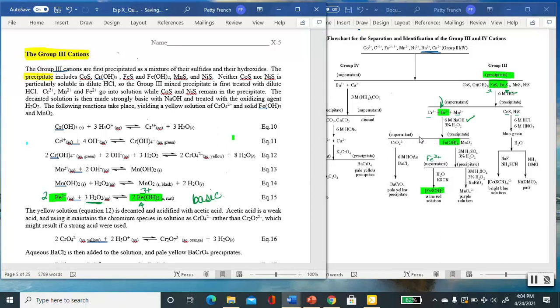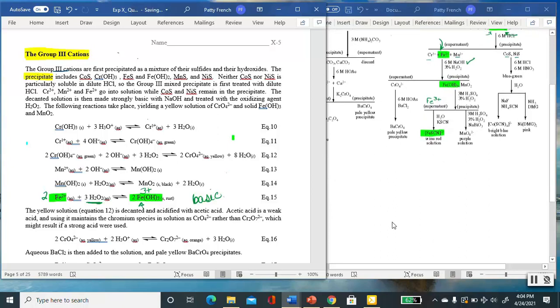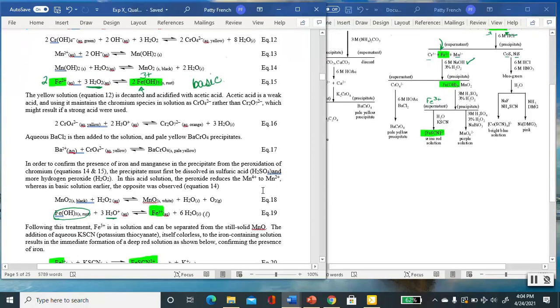So now, of course, we can separate off the chromium, which was in the supernatant, in the polyatomic ion chromate, and the precipitate contained manganese 4 oxide and iron 3 hydroxide. So now obviously we had to separate those two. And we separated those two using, again, an acidic solution with hydrogen peroxide.